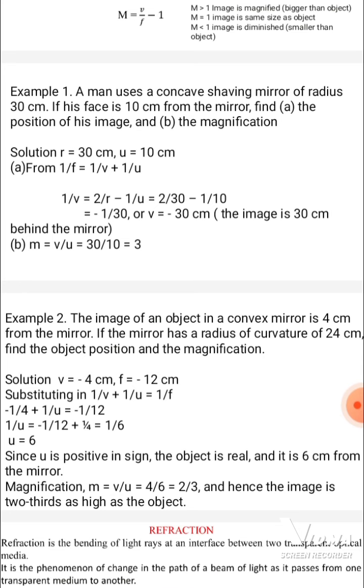Your V equals minus 30 centimeters, which means that the image is 30 centimeters behind the mirror. That minus sign indicates that it is a virtual image and it is 30 centimeters behind the mirror.